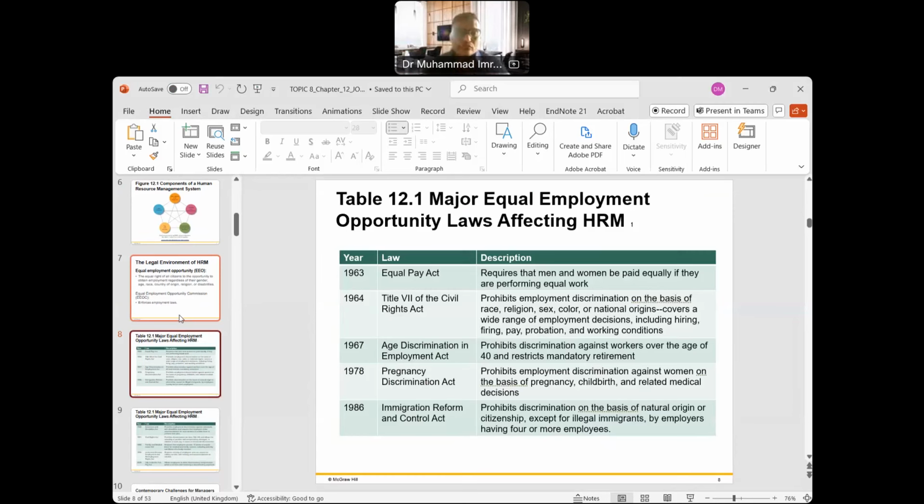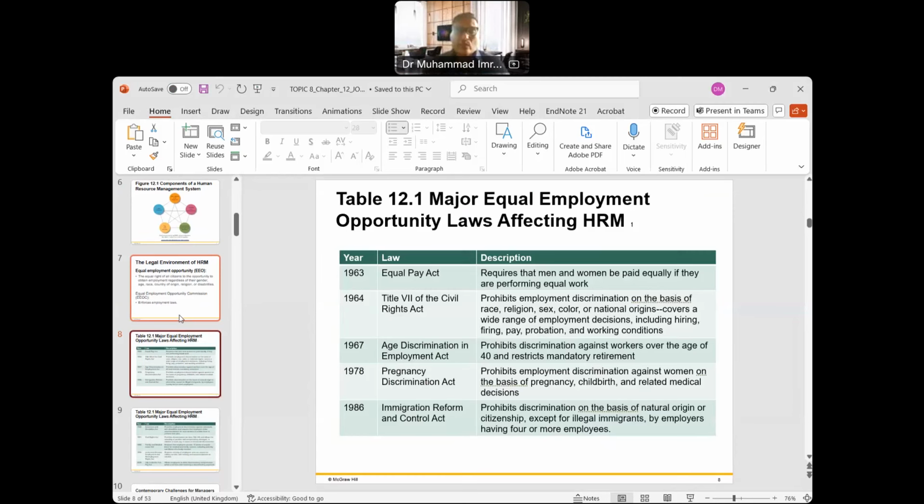Another one is the 1967 Age Discrimination in Employment Act, which prohibits discrimination against workers over the age of 40. They are old, so they discriminate against them: they cannot work more, we don't need old people. No, that's why they introduced the 1967 Age Discrimination in Employment Act. It restricts mandatory retirement also.